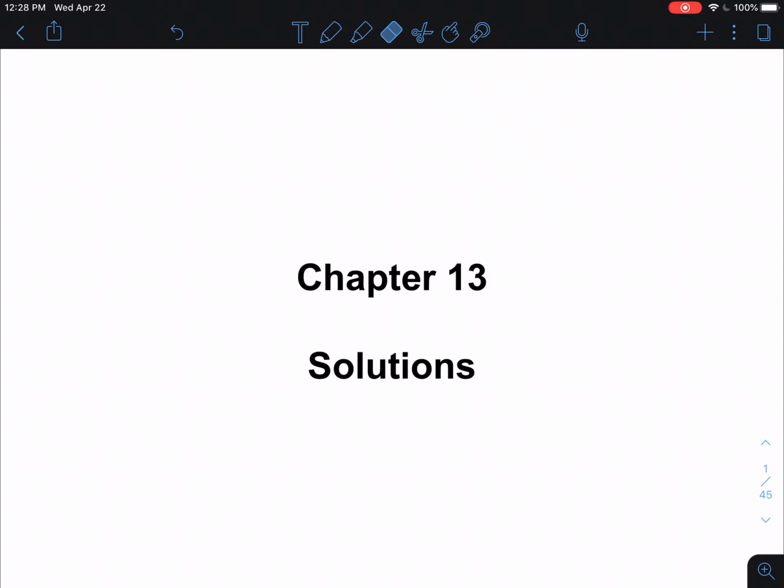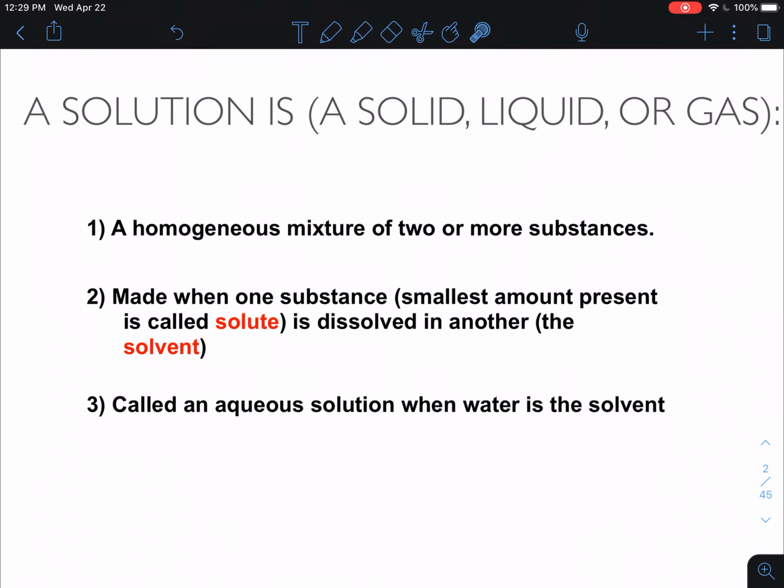Hey class, welcome back. Chapter 13 is titled Solutions, so that's what we're going to talk about today. First of all, a solution can be a solid, liquid, or a gas. But what is a solution? Well, first of all, it's a homogeneous mixture of two or more substances.